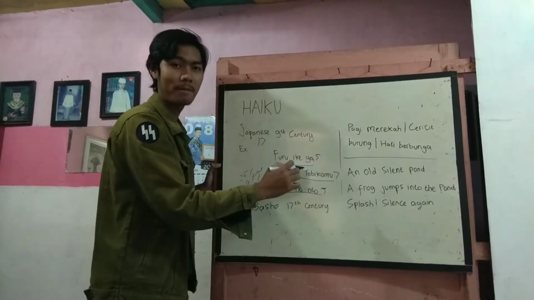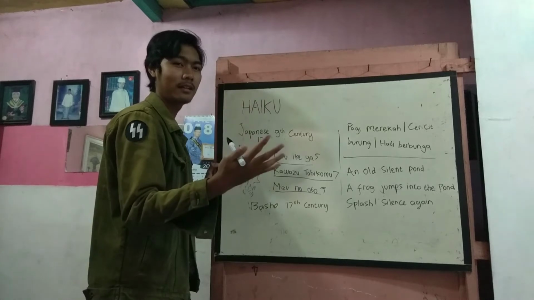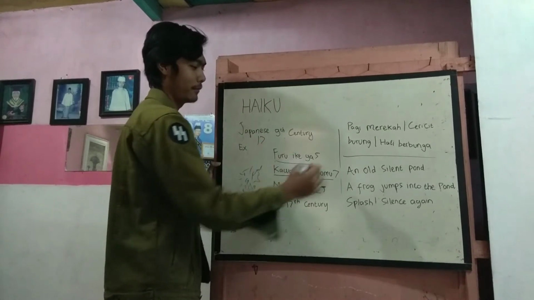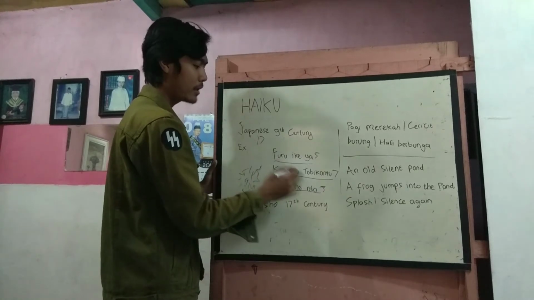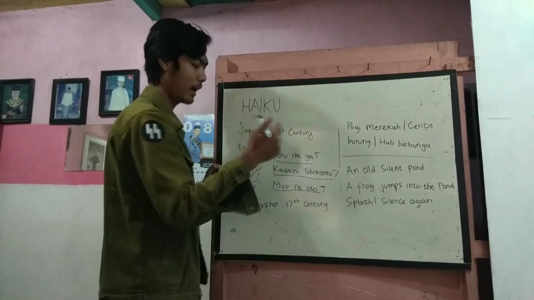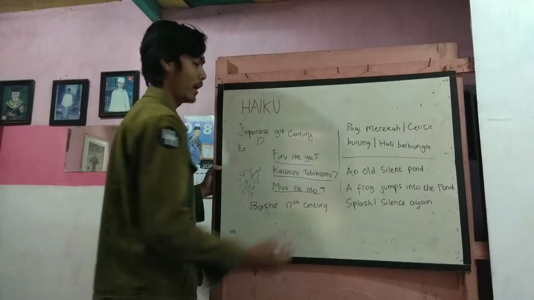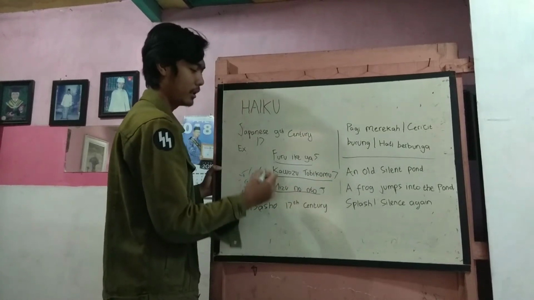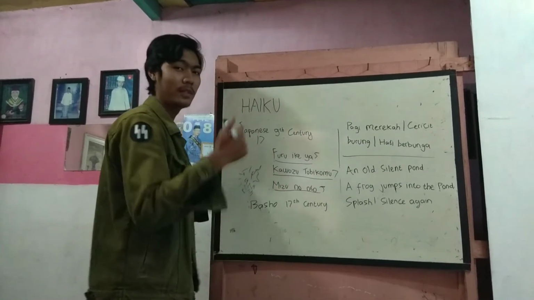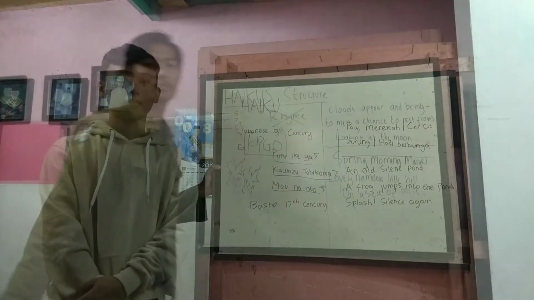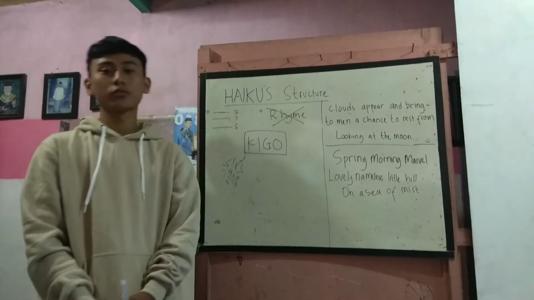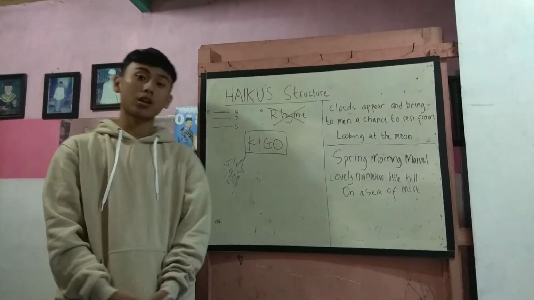It's like this. Furu ike ya, we have 5 syllables, and then kawazu tobikomu, we have 7 syllables, and then mizu no oto, we have 5 syllables. And now we are going to explain about the haiku structure.